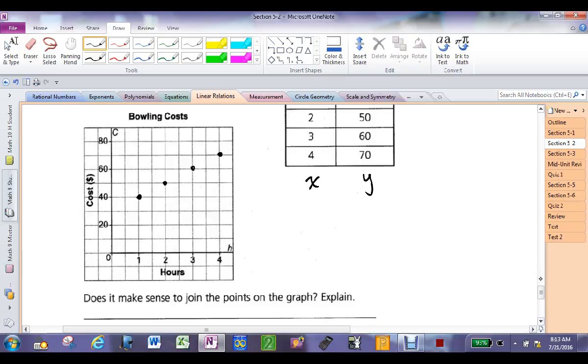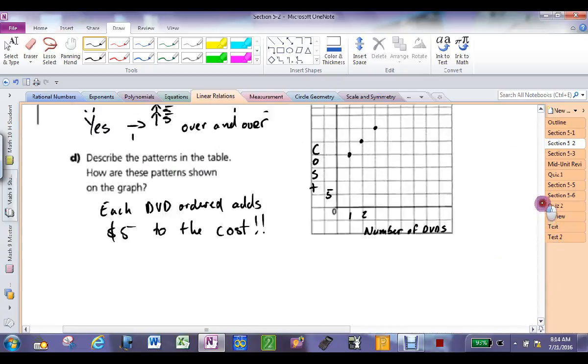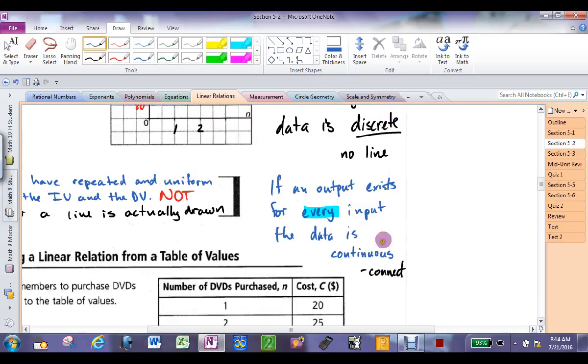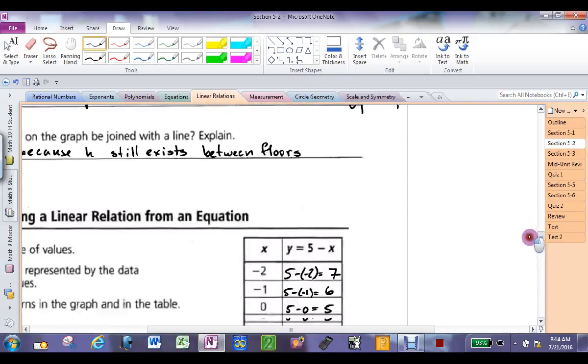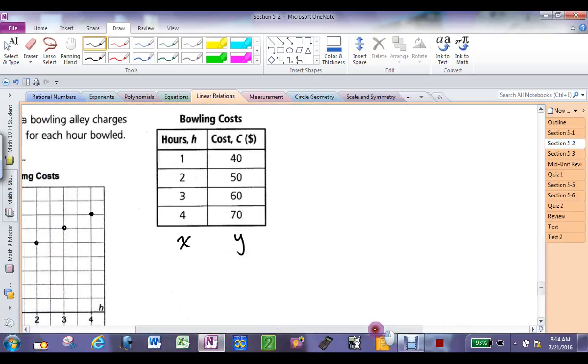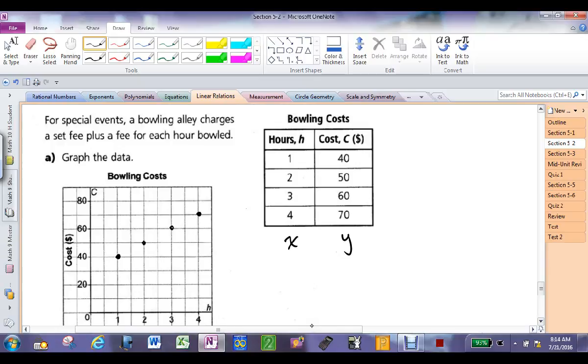Does anybody remember the words? That's okay. They are right in your notes. Discrete and continuous. Continuous, we connect the line if and only if you can have infinite inputs.